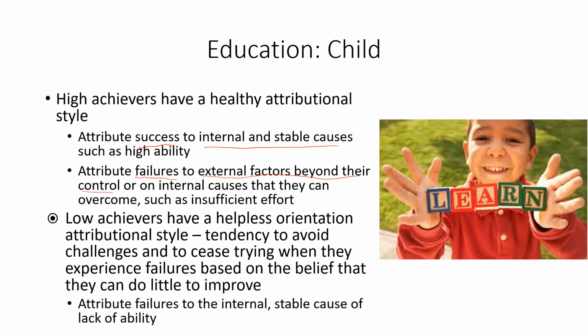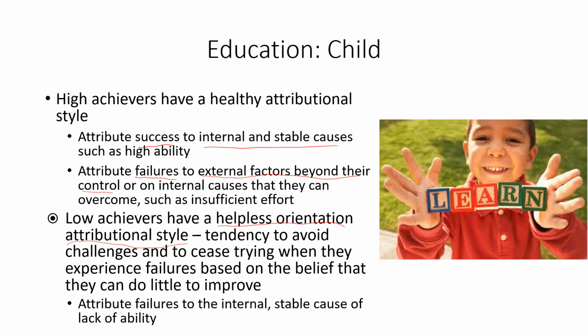Whereas low achievers have what's called a helpless orientation attribution style, and we talked about this earlier with learned helplessness, where if you shock rats in a way that they can't get away from it, even if they later can get away from a shock, they won't try to, because they've got this helpless orientation.